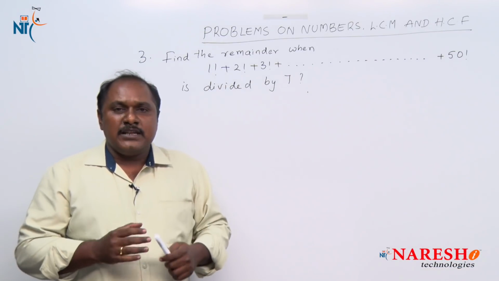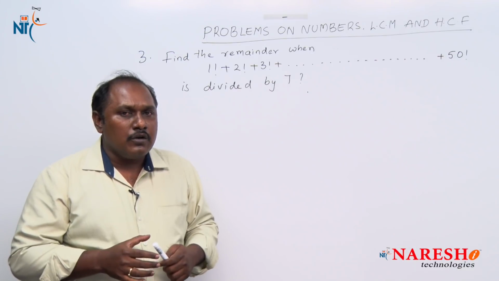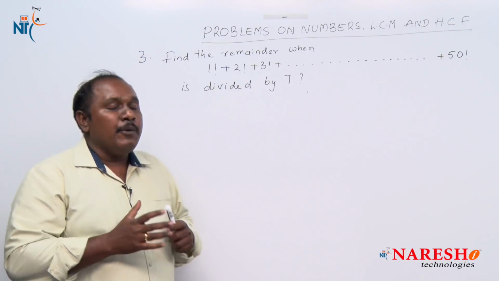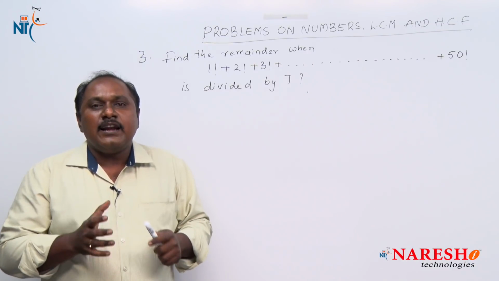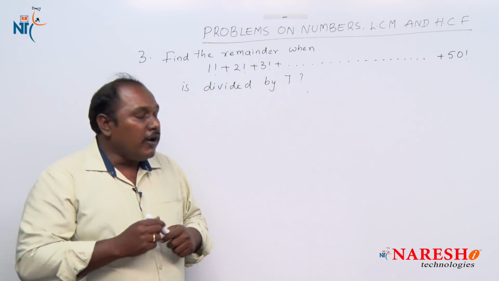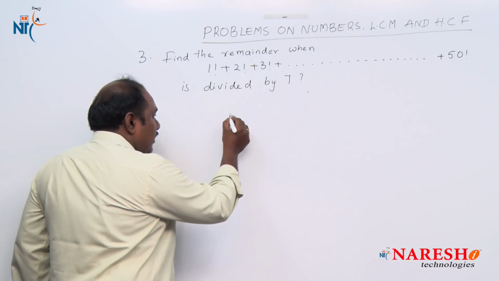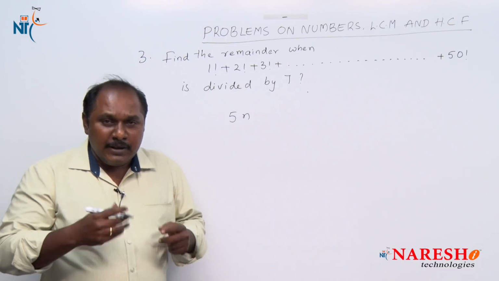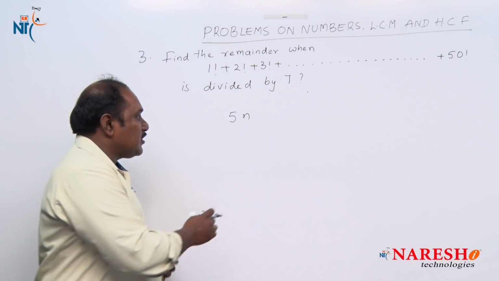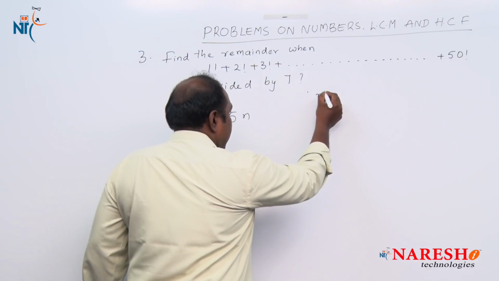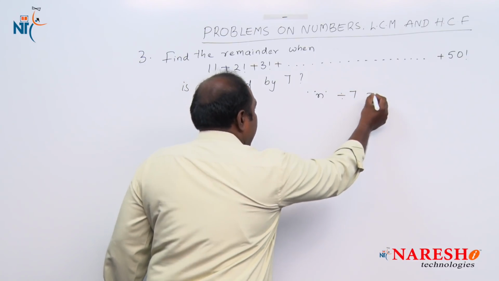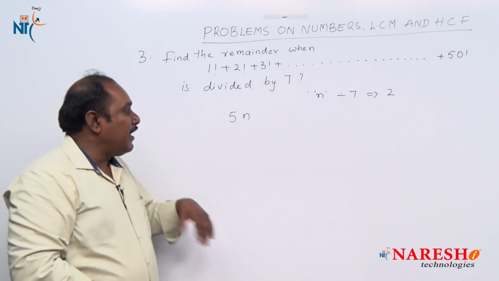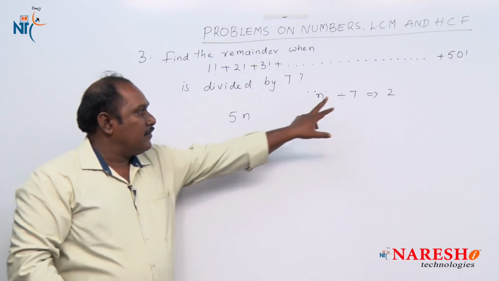One more small basic point that we must know before we answer this question. Suppose I say I divide a number with 7 and I get a remainder 2. What will be the remainder when I divide 5n with 7? Let me repeat once again. Let us suppose I divide n with 7 and I get a remainder 2. What will be the remainder if I divide 5n with 7?